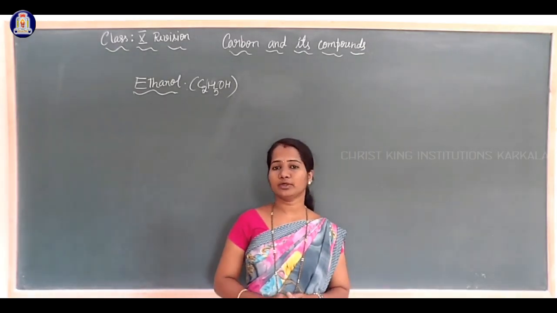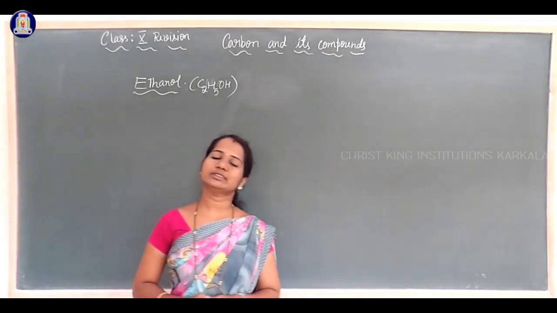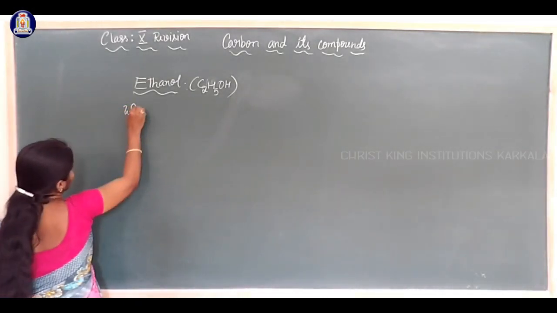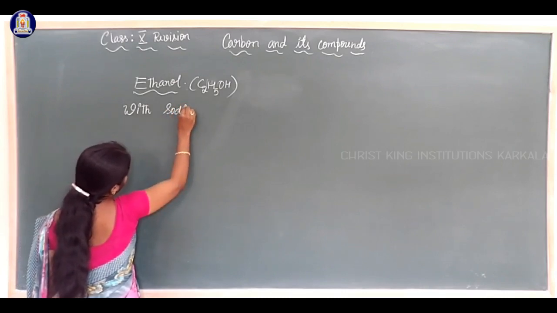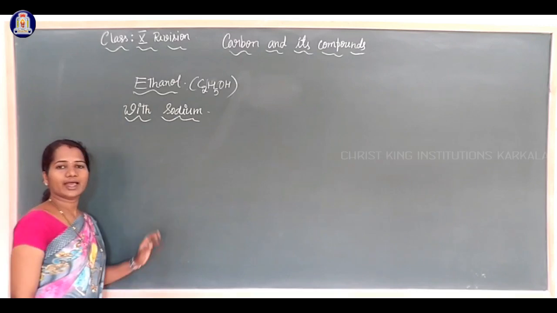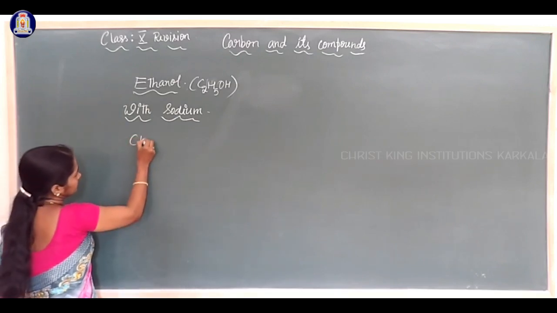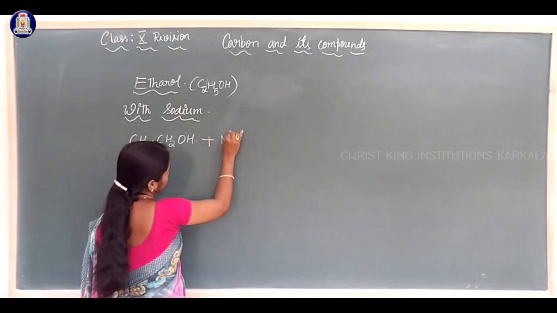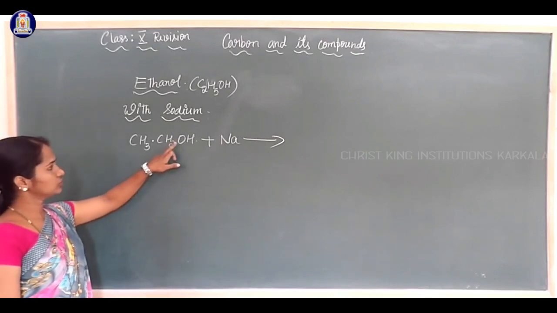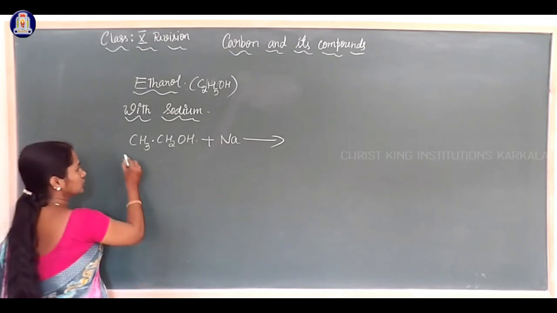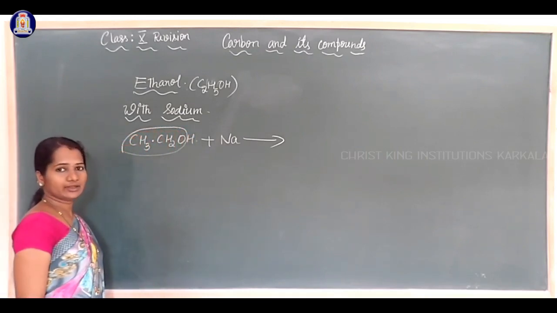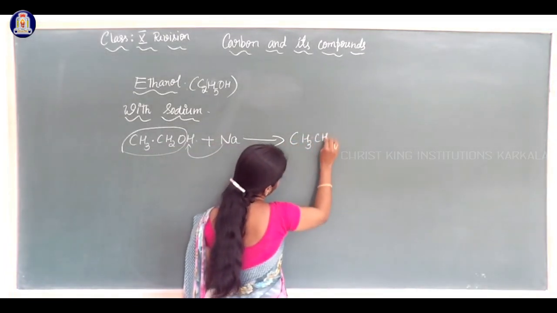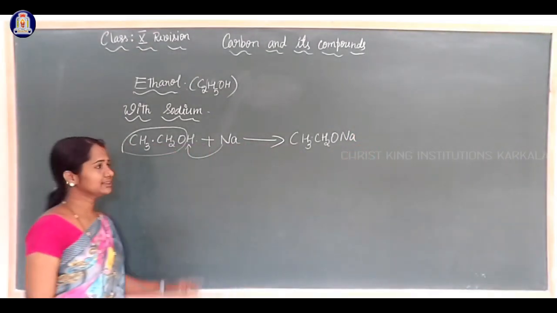Now we will go to the chemical properties of ethanol, which is very important, in the sense of how ethanol reacts with other reagents. First one is the reaction of ethanol with sodium. Ethanol, I write this as CH3CH2OH. Ethanol reacts with sodium, Na. You write this together: CH3CH2, and in the place of H, Na comes. That is CH3CH2ONa, or we can write it as C2H5ONa.